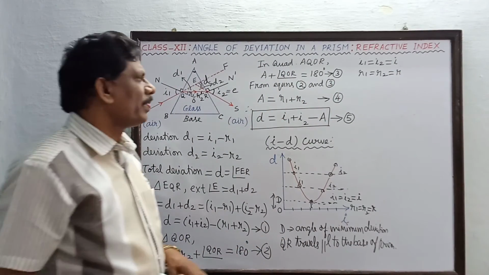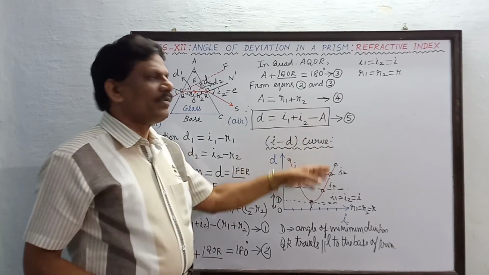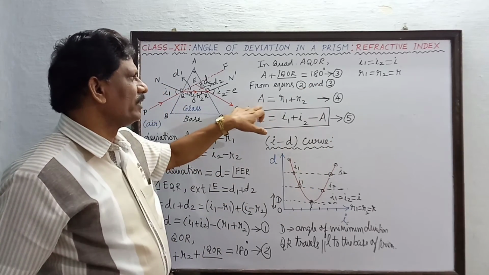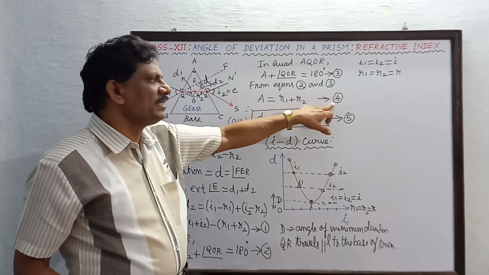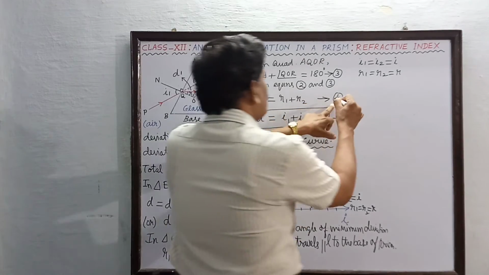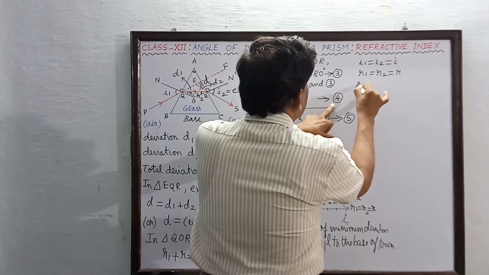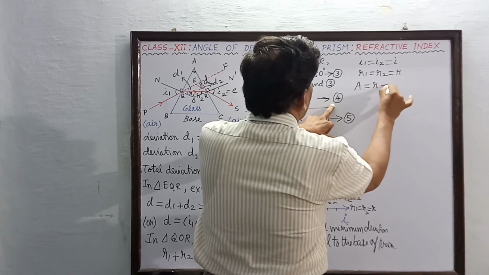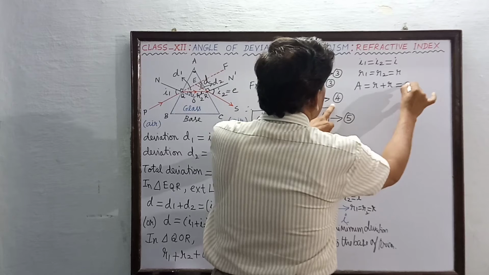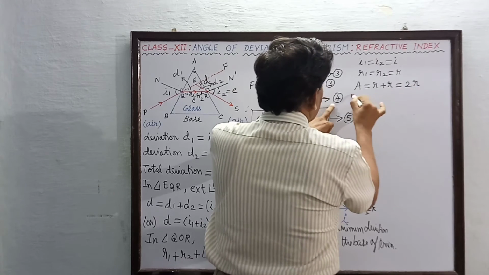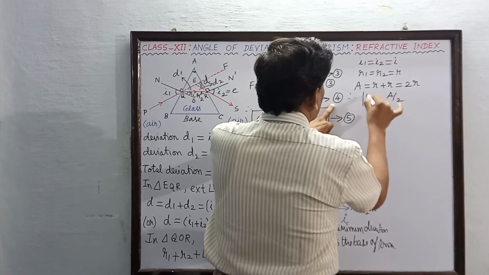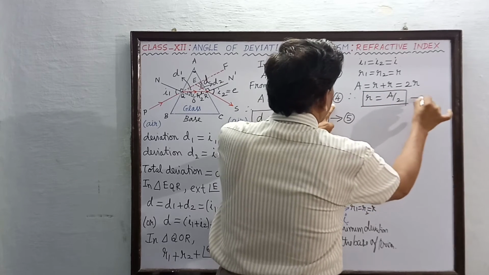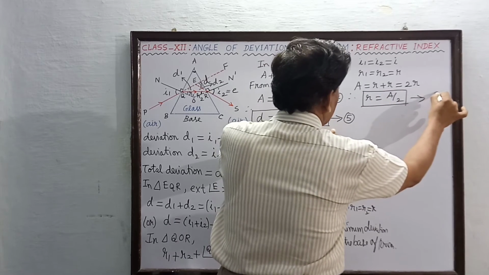Okay, students. Now in the previous equations, can you all see here A equal to R1 plus R2? This is equation 4. So in this equation 4, now I will substitute A is equal to R plus R, that is equal to 2R. Therefore, R is equal to A by 2, and this is equation 6.